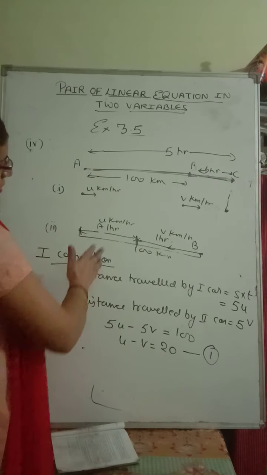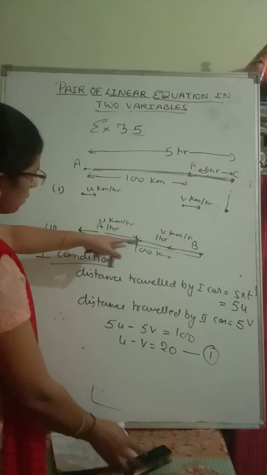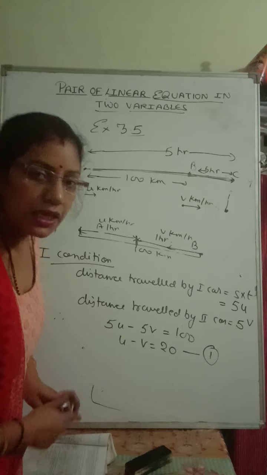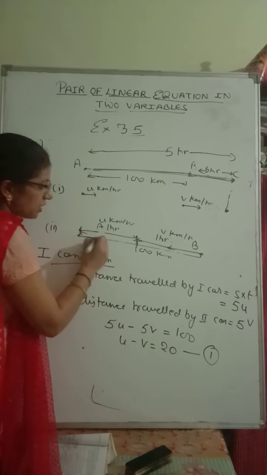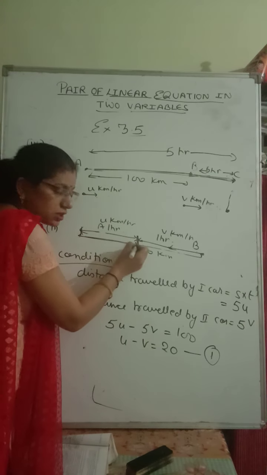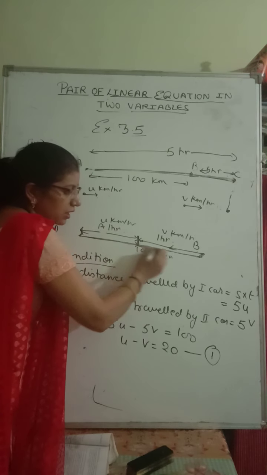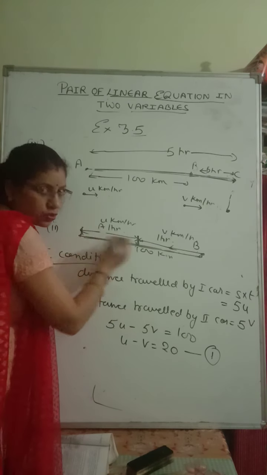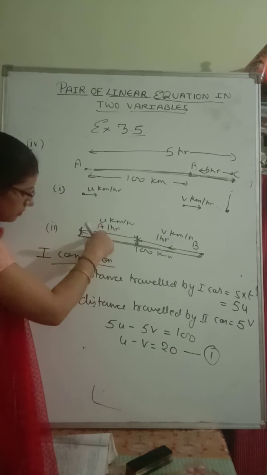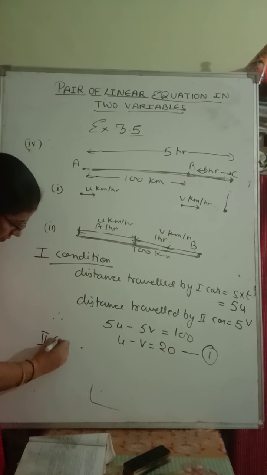Now the second condition is given to us, that they are traveling towards each other. We will do the same, find the distance traveled by this car, and the distance traveled by this car. If we add this distance and this distance, we should get 100 kilometers. So I am taking this in the second condition.